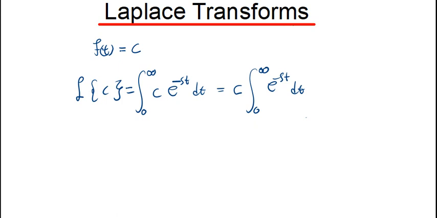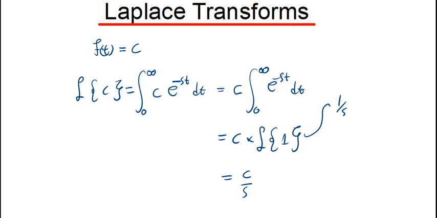Remember, this right here is the same as the Laplace transform of 1. So I don't need to go through the previous steps again because I already know what it is. This is equal to c multiplied by the Laplace transform of 1. I found that the Laplace transform of 1 is 1 over s. Hence the Laplace transform of c is just equal to c over s, meaning c can be anything. It can be 1, it can be 2, it's just a constant. Okay, so that's what we have found there.